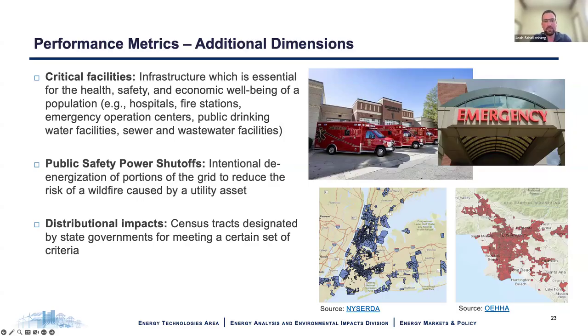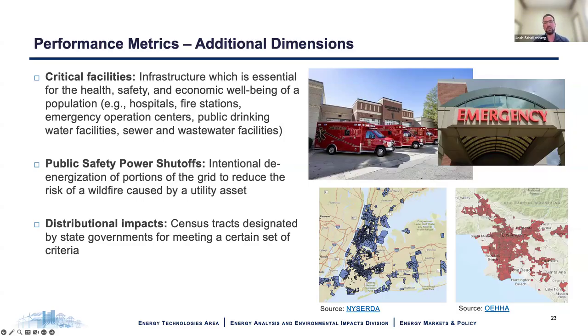Utilities, for the most part, have circuits identified as their critical circuits that they can't cut load to, or the critical circuits that they prioritize in terms of restoration. But there are a lot of metrics that look specifically at impacts to critical facilities and circuits. And then with the increase in wildfire risk, we see a lot of public safety power shutoffs, or PSPS events.